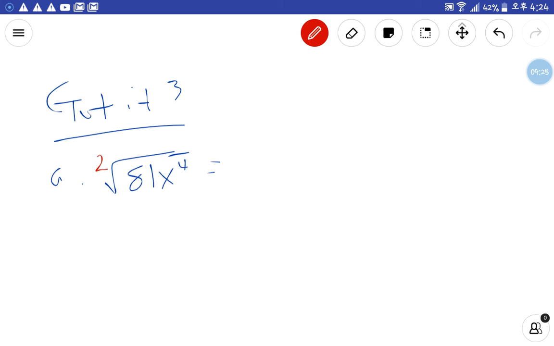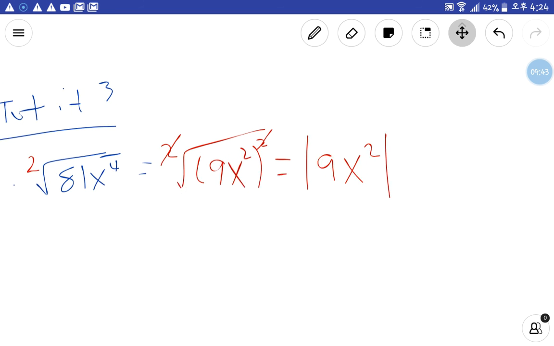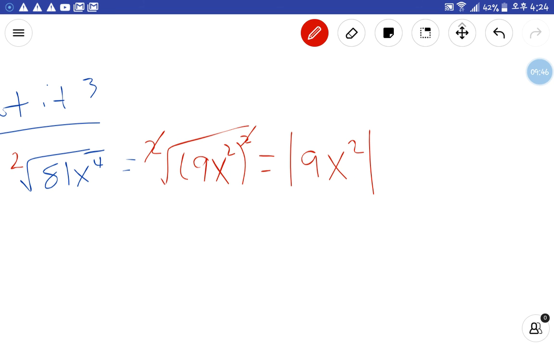So I can rewrite my expression as 9x squared, all squared. Then I can get my answer. Look, the squared is the same, so you are going to put the absolute value around 9x squared. Now you have to check it. Absolute value of 9, is it always positive? Yes. I don't need any absolute value.